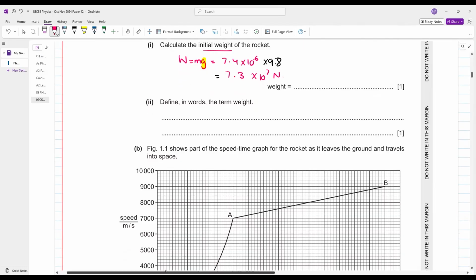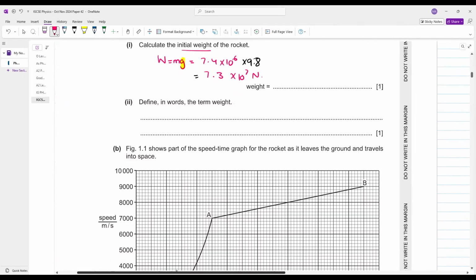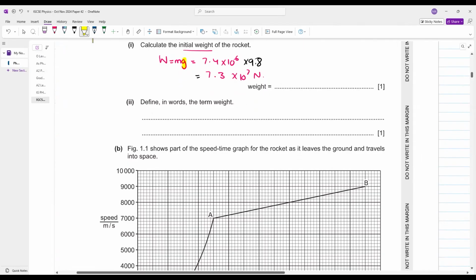Define in words the term weight. You have to define the term weight in words. What will you say? Weight is the gravitational force on a mass. What is weight? Gravitational force on a mass. Easy peasy, lemon squeezy. Let's move ahead.